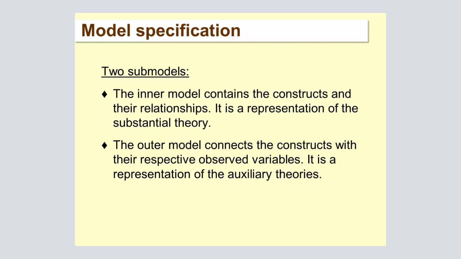A structural equation model can be thought of as consisting of 2 submodels. Firstly, the inner model, which contains the constructs, that means the latent and the emergent variables and their relationships, and the outer model, which connects the constructs with their respective observed variables. The inner model is a representation of the substantial theory, whereas the outer model is a representation of the auxiliary theories.